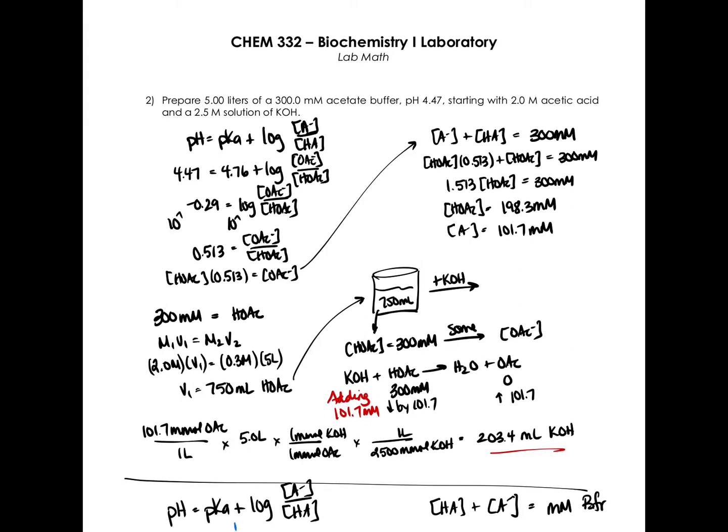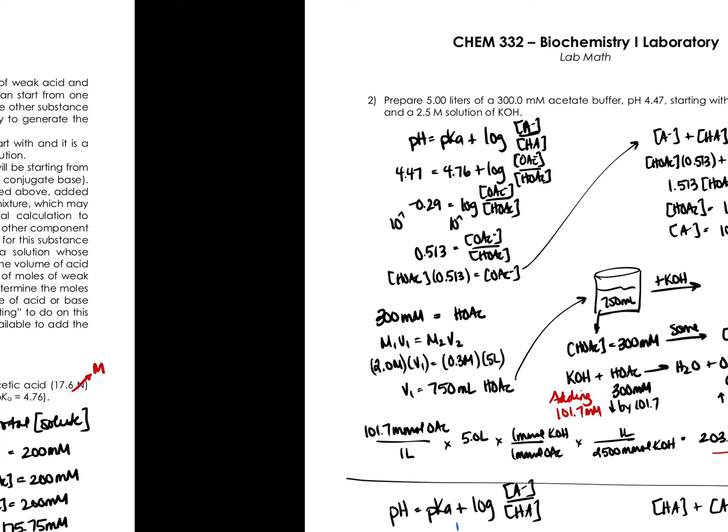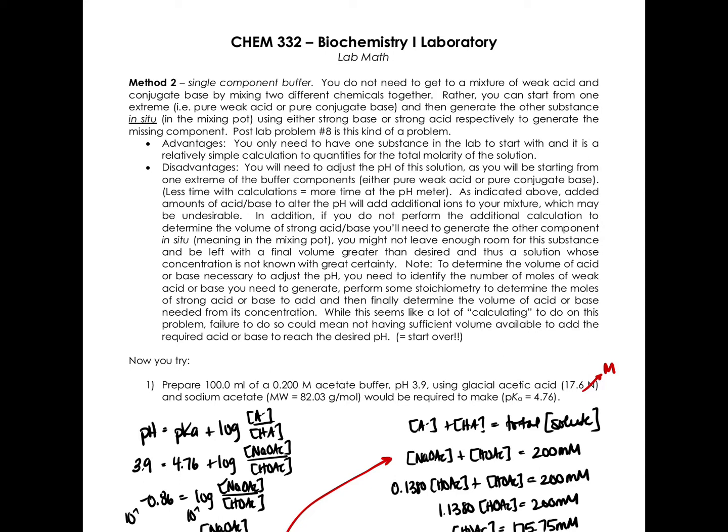So hopefully this problem made sense in terms of thinking about two different ways to make a buffer. One of them is a little bit more involved in terms of the calculation, but a little bit more simple in terms of only needing one component, this second one that we did. The first one is a little bit more of a traditional way of thinking about making a buffer, probably going to spend less time at the pH meter. But again, you need to have both of those components in your laboratory in order to be able to do them. And at the end of the day, you're probably still going to want to be checking your pH with a pH meter.